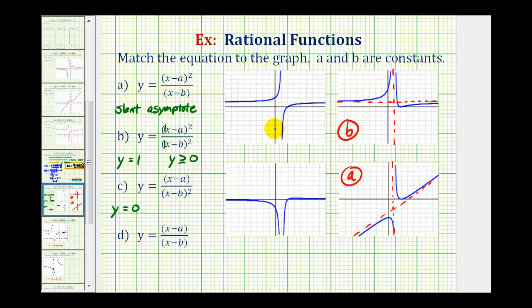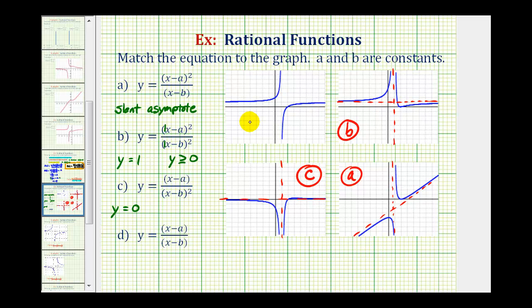There's only two graphs left. Notice this graph here does have a horizontal asymptote of y equals 0, which would be the x-axis. It also has a vertical asymptote. The horizontal asymptote of this graph here is not y equals 0. So this would have to be the graph of equation C.